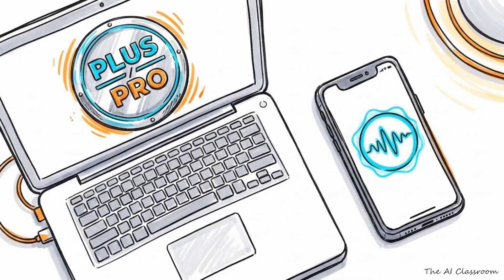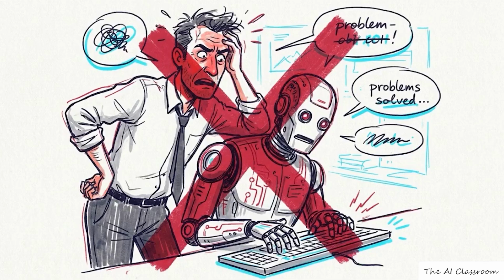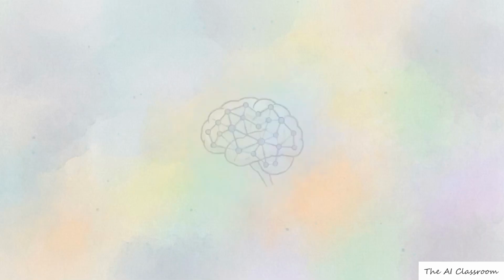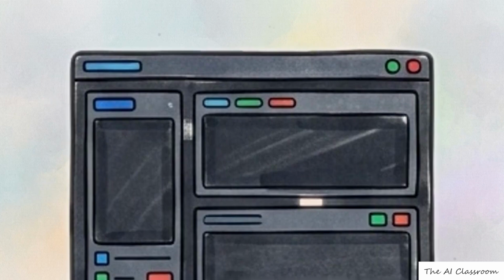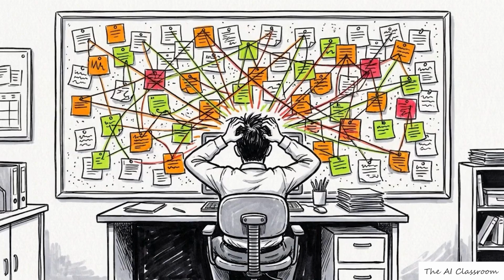To follow this setup, you'll need a ChatGPT Plus or Pro subscription and the mobile app installed on your phone for voice input. This shift moves the AI from a tool you have to babysit into a persistent brain that works in the background while you focus on higher-level strategy. Step 1 is the clone.